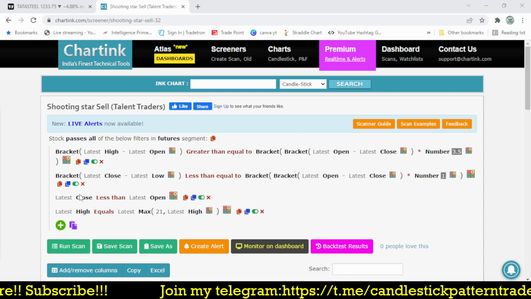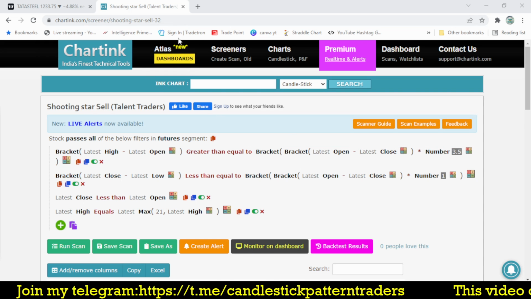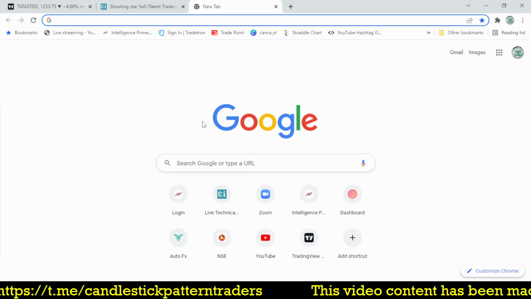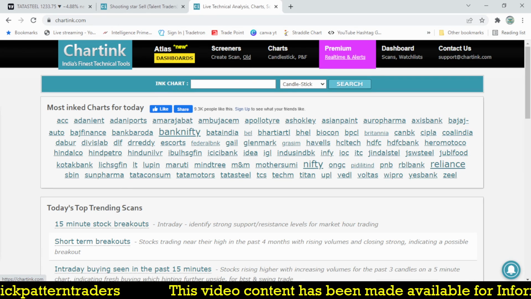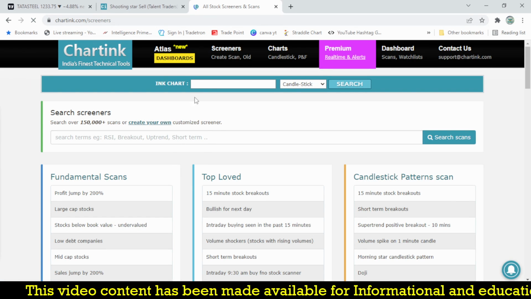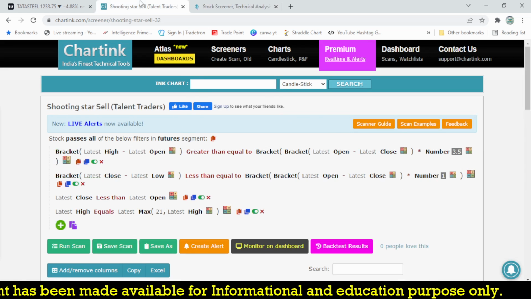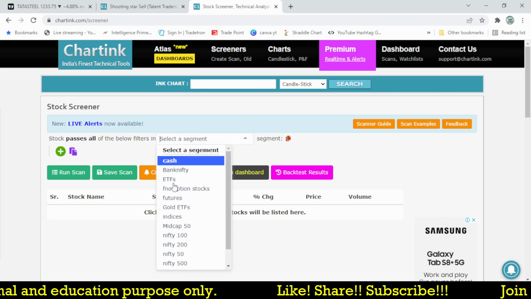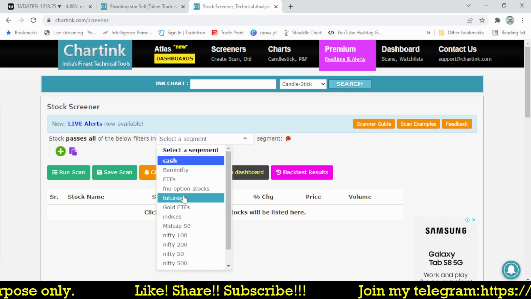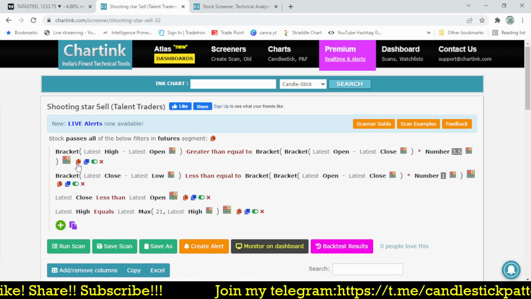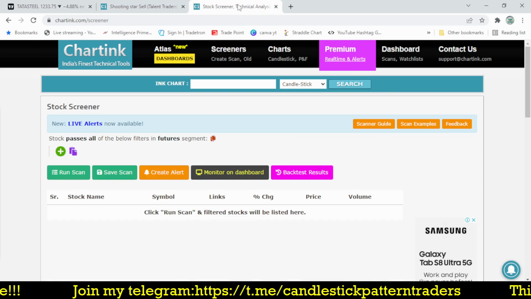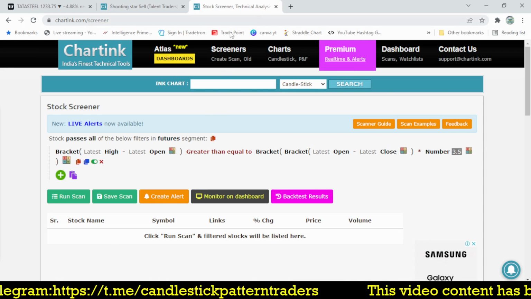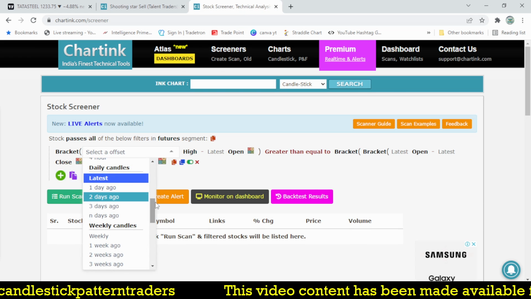Okay, so we will create a new scanner like that in a 15 minutes time frame. We'll go to charting and create a scan. First I'm going to copy from here. I'm going to use it on futures stocks, so I copy the future and option stocks, paste them here, and use it for the 15 minutes time frame.